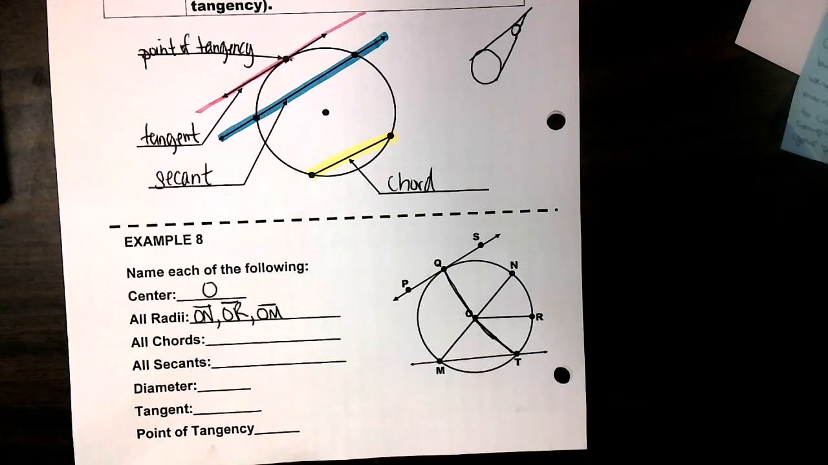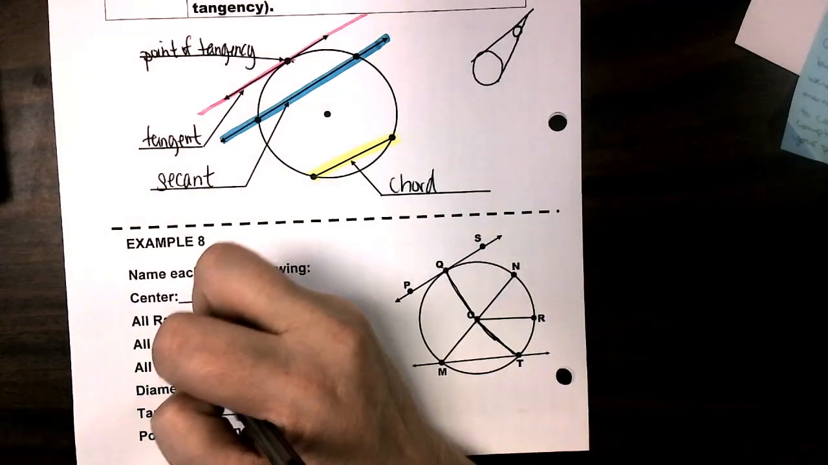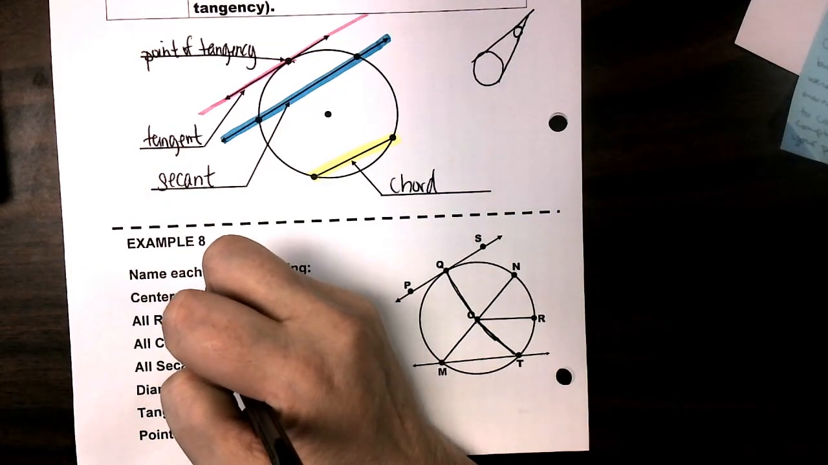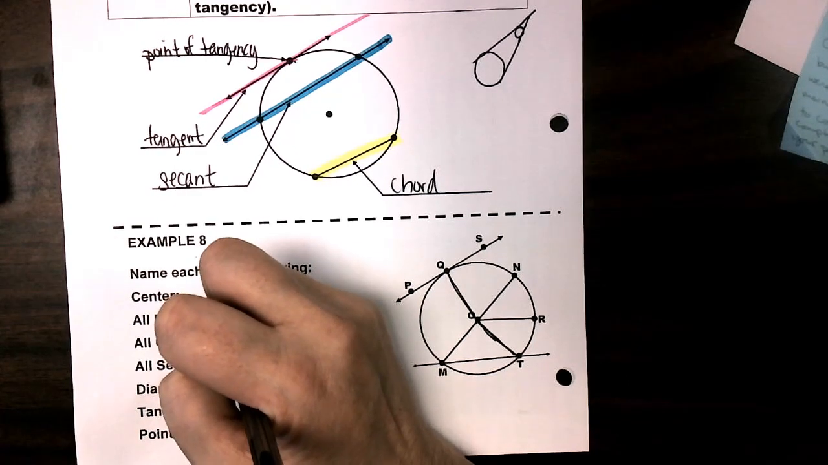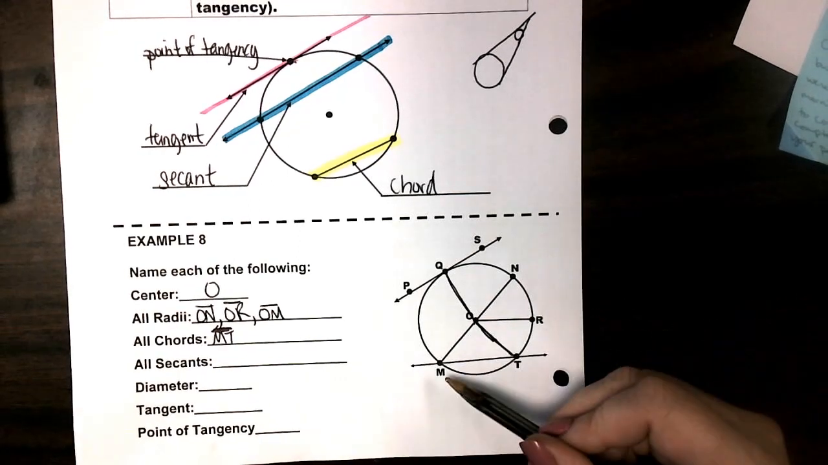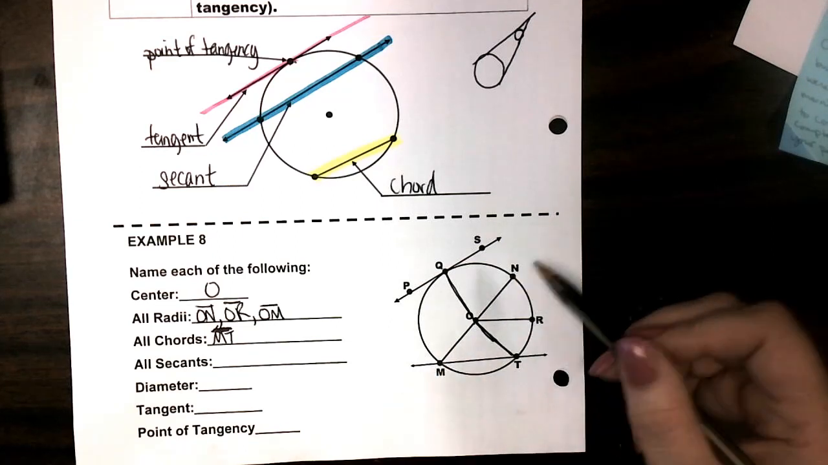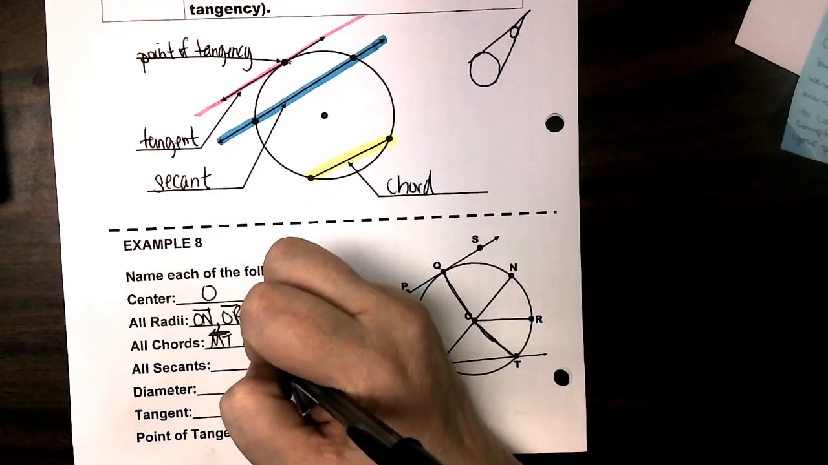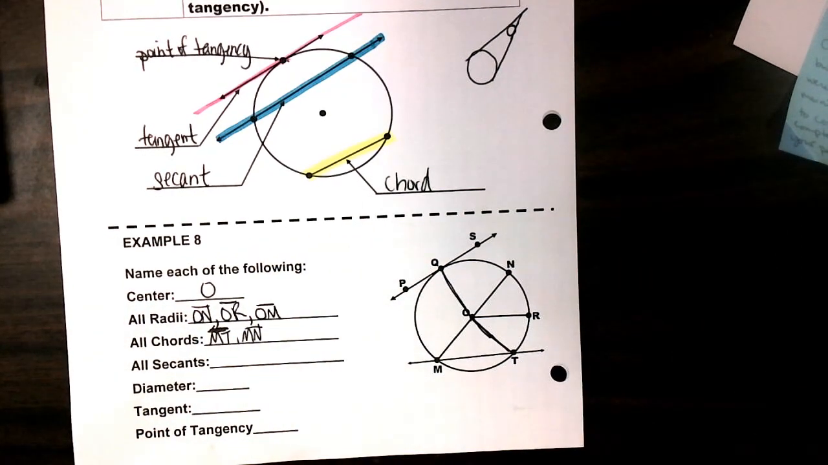All right, and so then all the chords. What is a chord? A chord goes from one edge to another. And so is this MT a chord? It is. It's also a secant because it goes beyond, but it is also a chord. Nope, that's a segment. Sorry. And then another chord, remember the diameter counts as a chord. It goes from one side to another. It goes through the center, but it is considered a chord. So MN. And I do believe that is all of the chords.